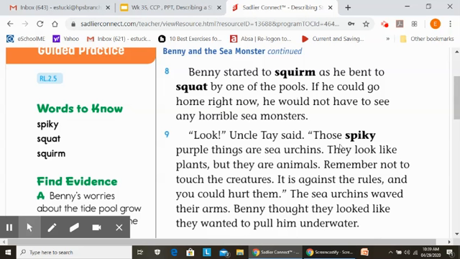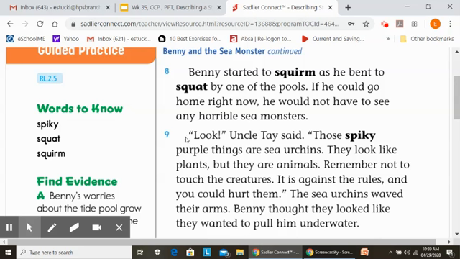Right, before we go on, let's look at the word spiky. Spiky is like a needle is spiky. Anything that is sharp is spiky, and we know spiky can hurt, right? Spiky means covered with points, sharp points.